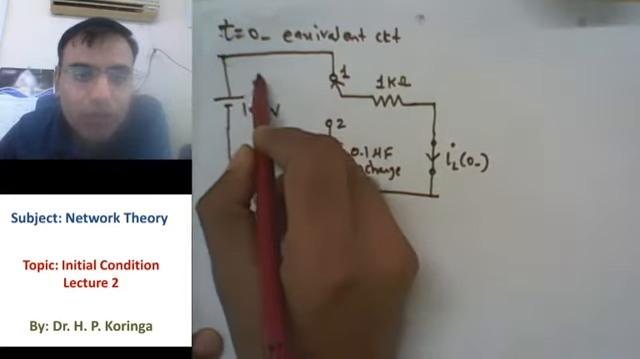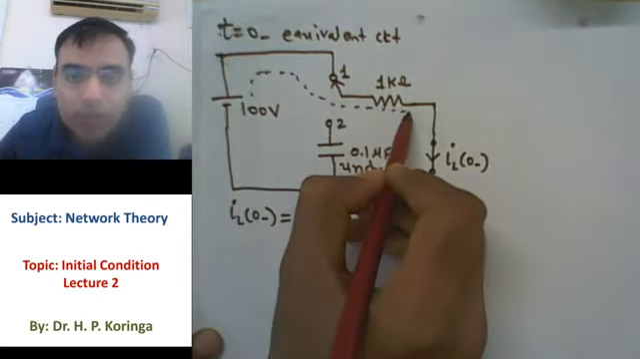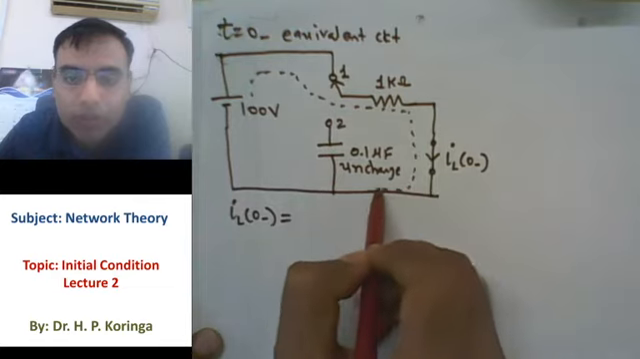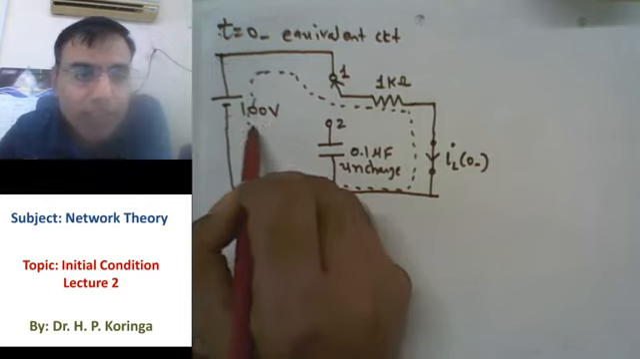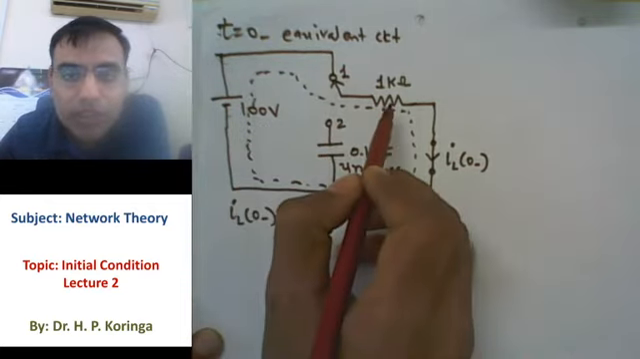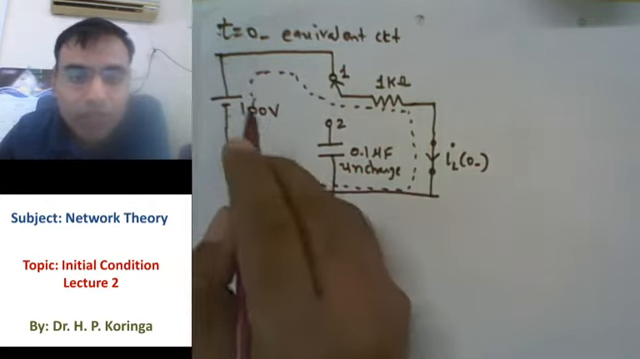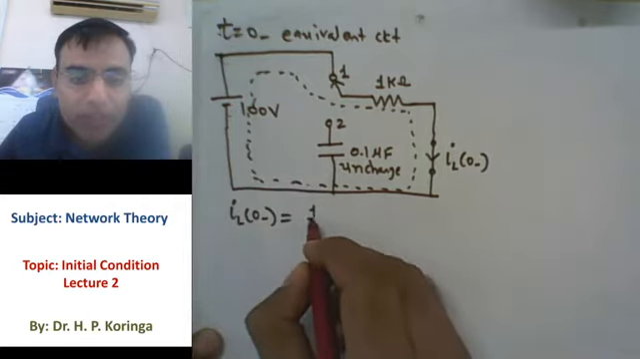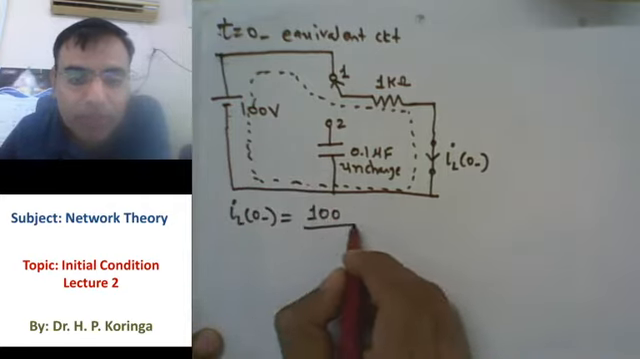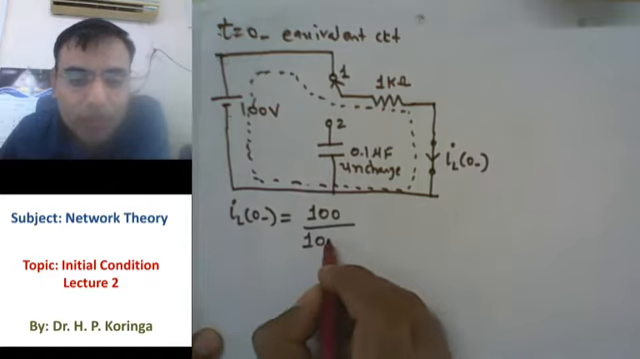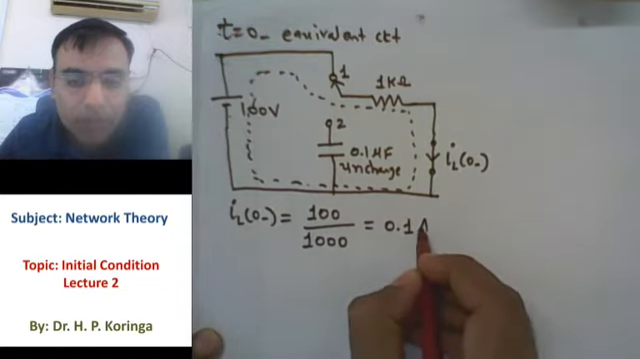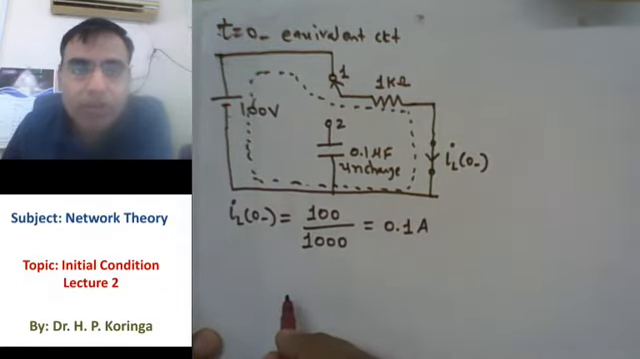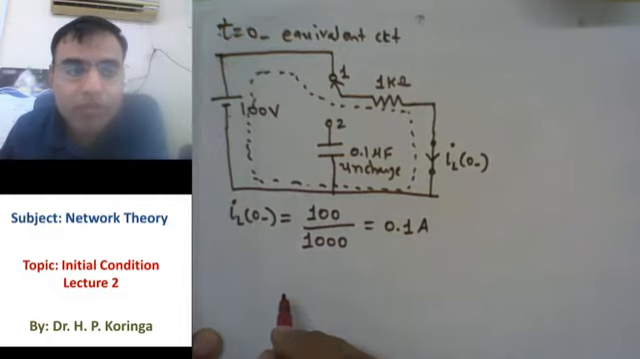iL of 0 minus can be found very simply. This is one loop. If we apply KVL in this loop, the voltage is 100 volt and the resistance is 1 kilo ohm. So iL of 0 minus is V divided by R, 100 divided by 1 kilo ohm, which equals 0.1 ampere. So the current before switching, iL of 0 minus, is 0.1 ampere.